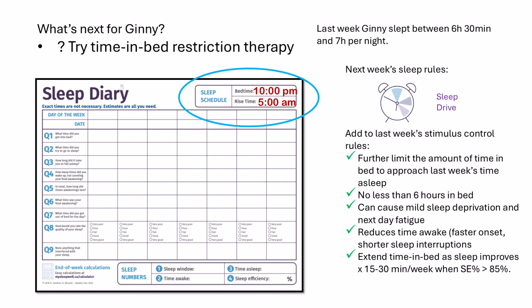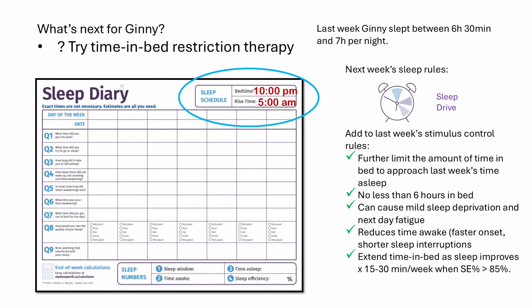And so she also establishes some sleep rules for next week to think about trying to increase that sleep drive and using some of those stimulus controls. And so she's going to consistently think about things like limiting the amount of time in bed. So when she gets up, if she gets up to pee and she can't fall asleep immediately and she's lying there for more than 15 to 20 minutes, she's going to get up and get out of bed.